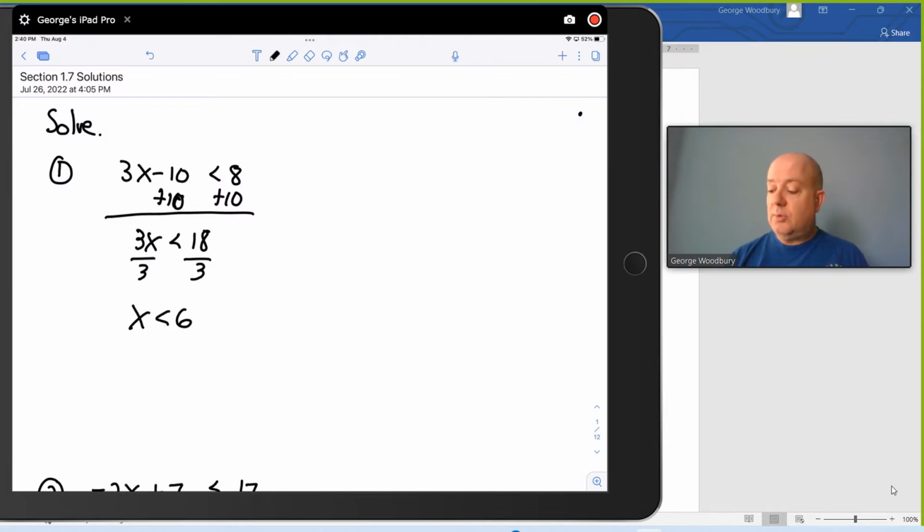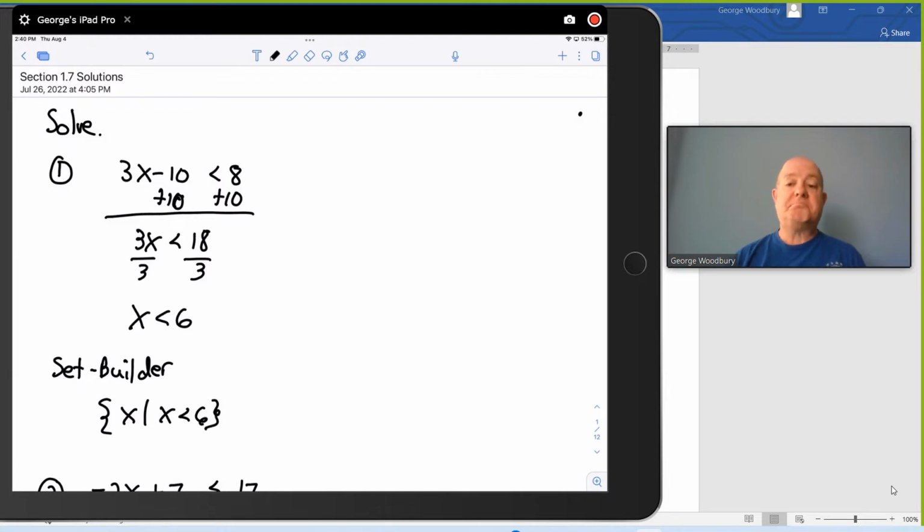Now, one way that we can show our solutions is in set builder notation, and that would be the set of all x such that x is less than 6. Next, I like to do the number line. If I need interval notation, I'd like to begin with the number line.